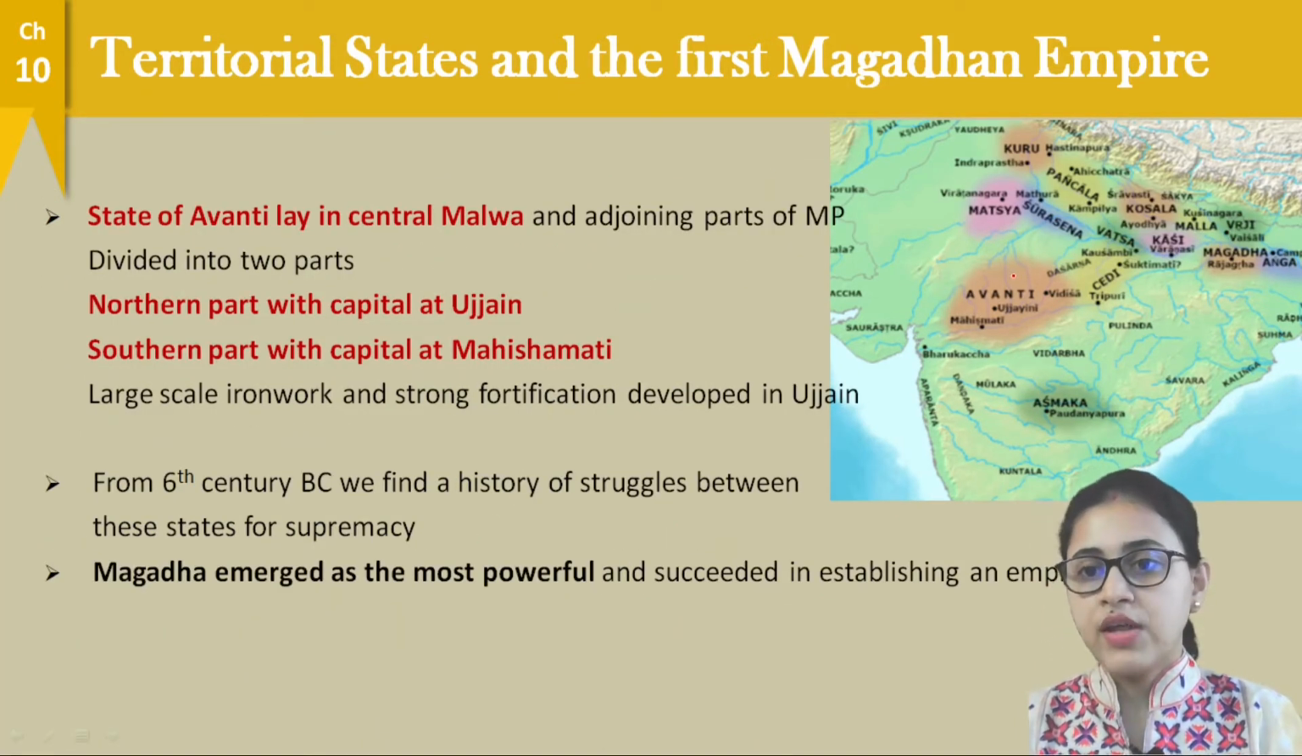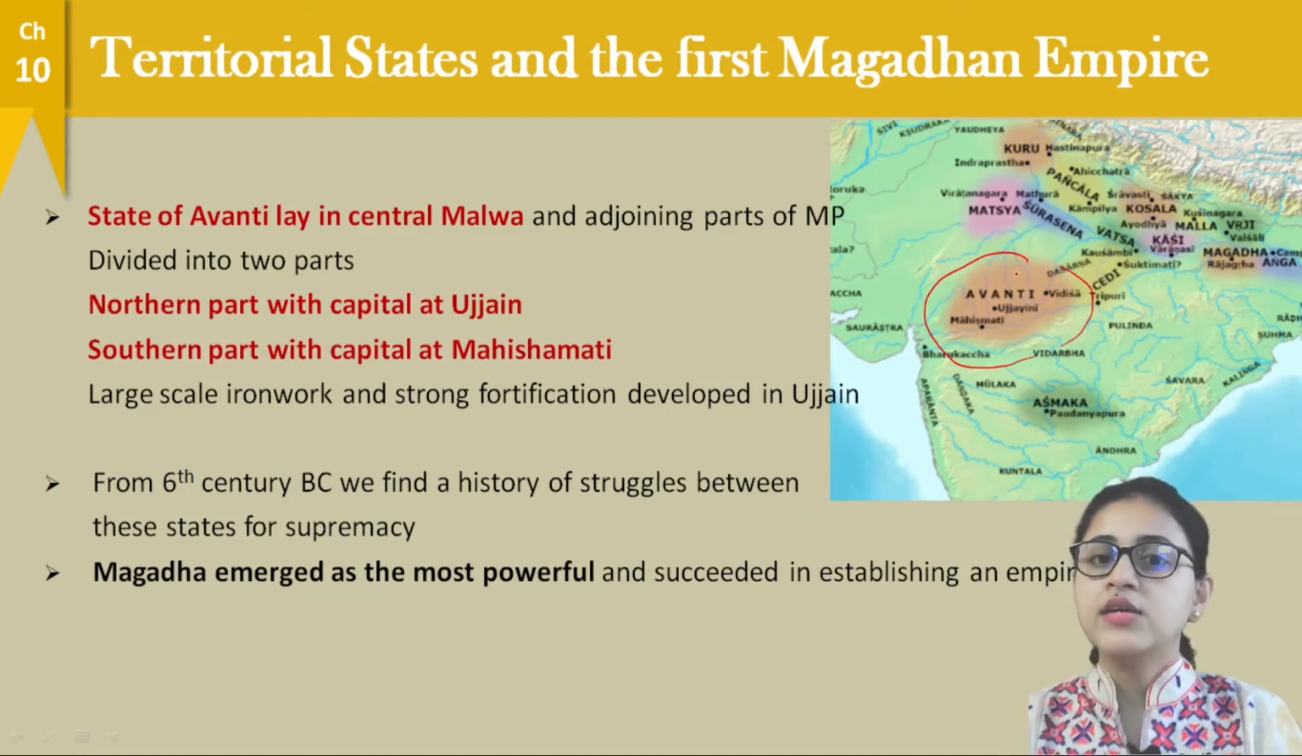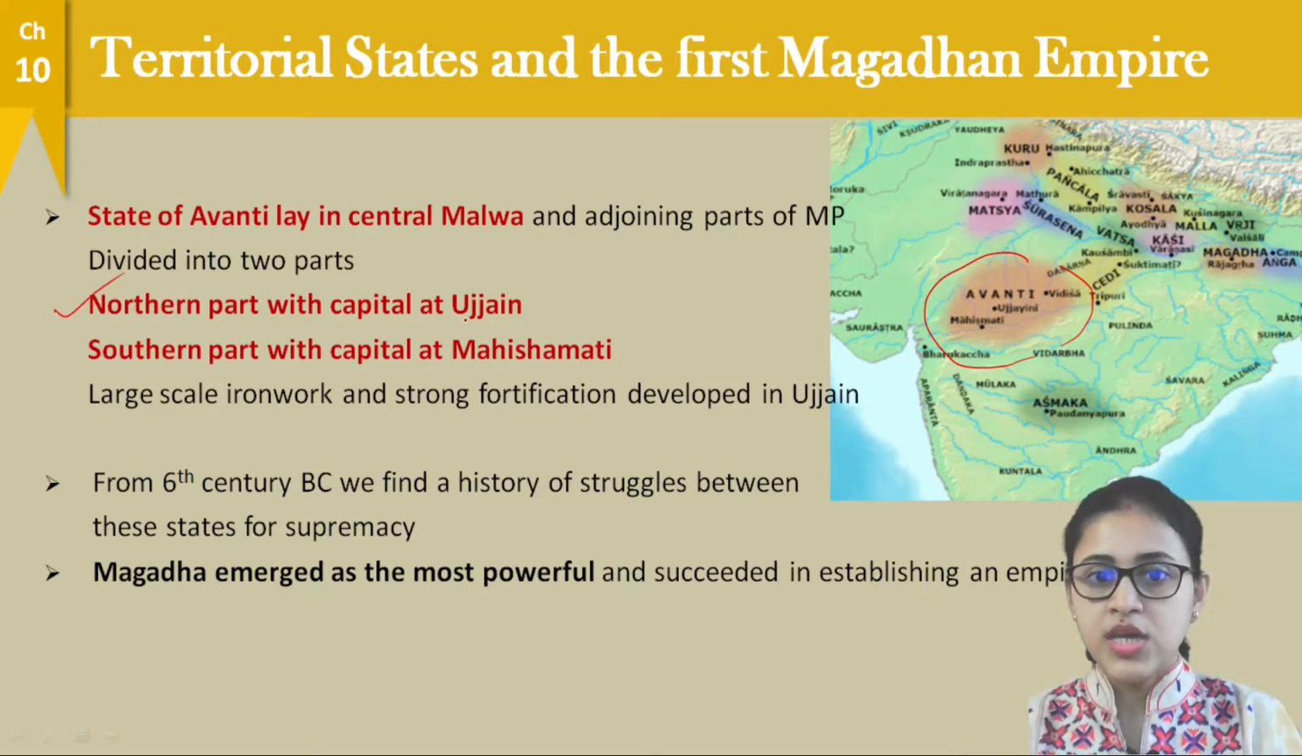Now we have another very important Mahajanapada, that is Avanti, which lay in the central Malwa plateau and in some adjoining areas of MP, right? Now Avanti was divided into two parts. The northern part had its capital at Ujjain and the southern part had its capital at Mahishamati. Try to remember these capitals, the northern capital and the southern capital.